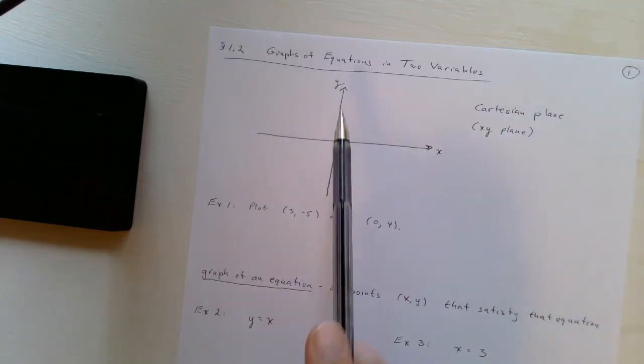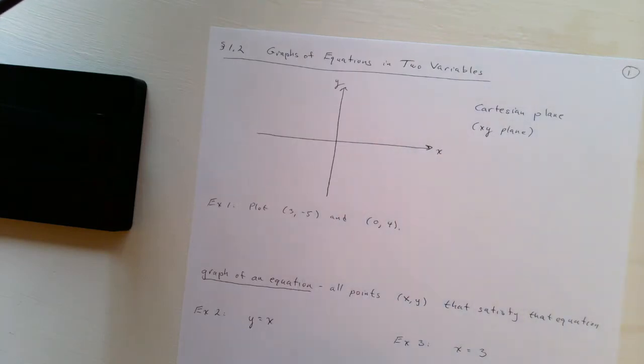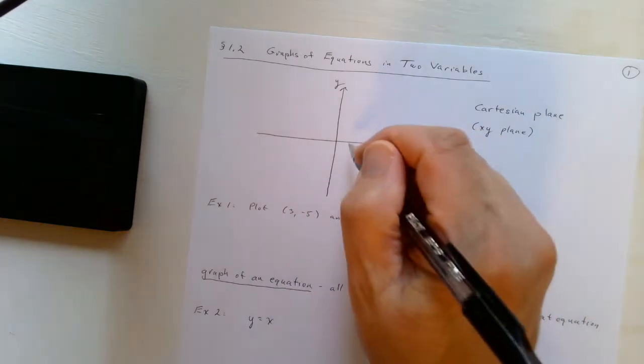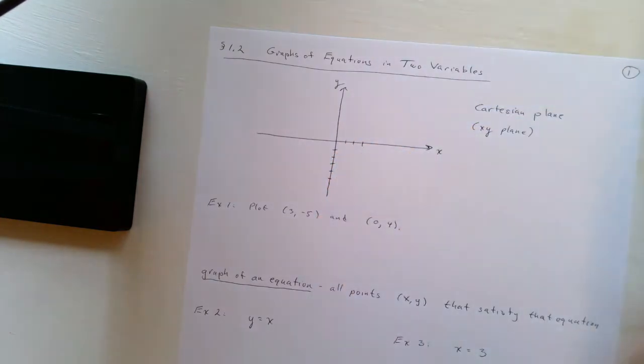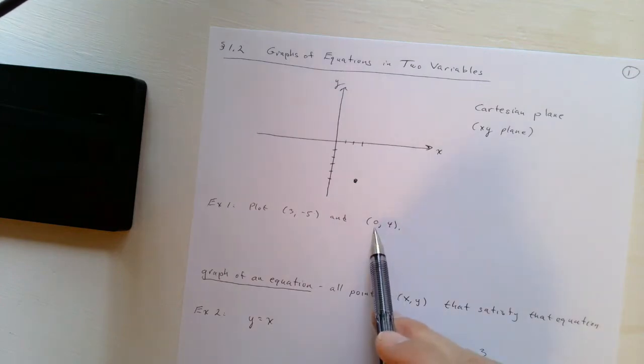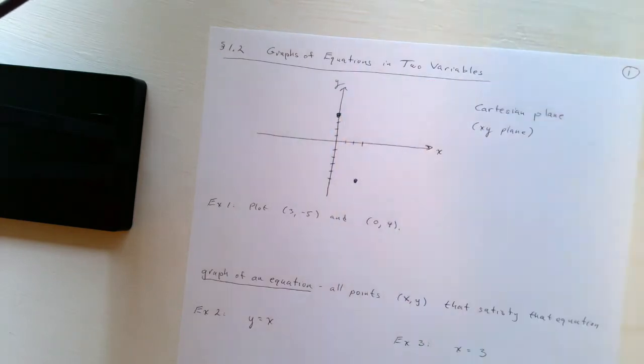We have the x-axis, the y-axis, and every point on the plane corresponds to an ordered pair. For example, if we want to plot the point 3, negative 5, this means x is 3, y is negative 5. So here's 3, here's negative 5, and so there's our point. Okay, that would be 3, negative 5. And then 0, 4, in this case x is 0, y is 4. So that point would be up here. Okay, so there's nothing to that, hopefully.